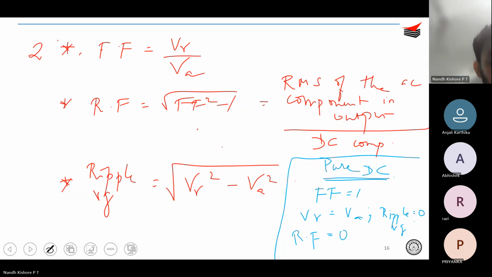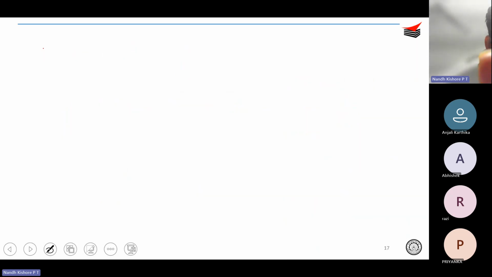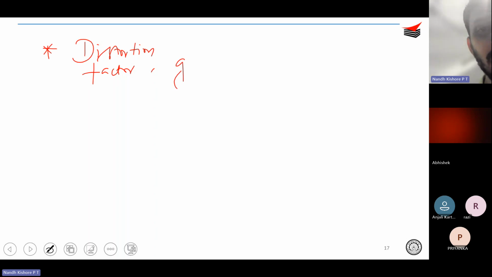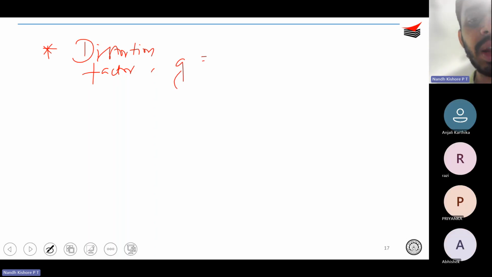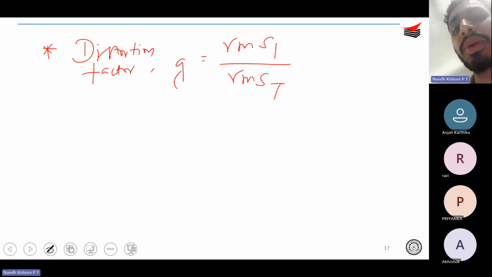So then you also saw what the distortion factor was. Distortion factor, or G, is the RMS of the fundamental component, which I am writing as RMS 1, divided by the RMS of the total component. So RMS of fundamental divided by RMS of total. 1 is fundamental, T is total.